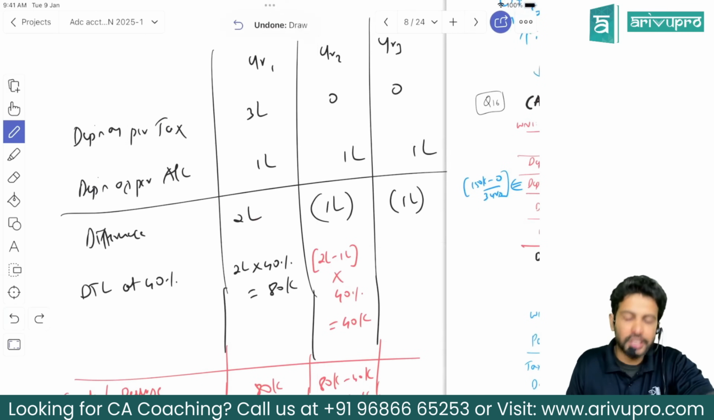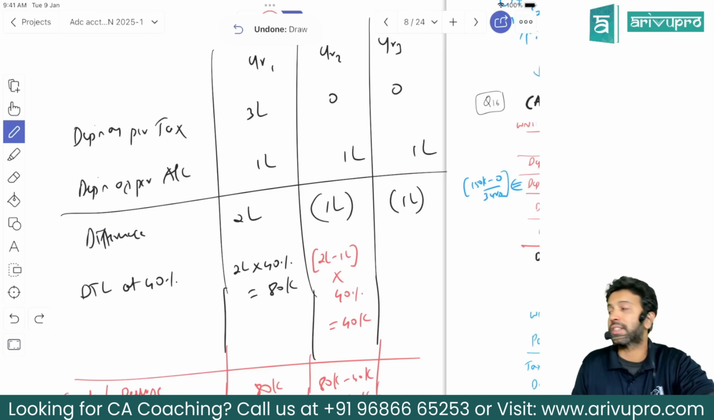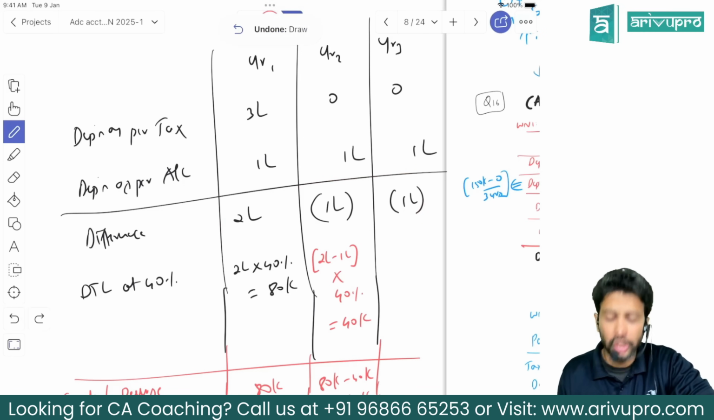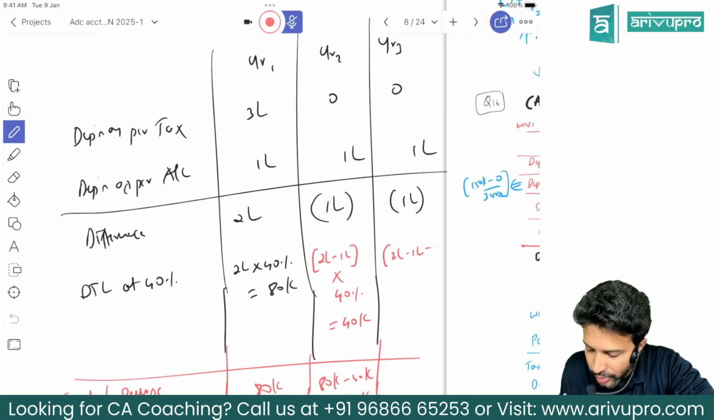How much was the difference in first year? 2 lakh. How much got reversed in second year? 1 lakh. How much got reversed in third year? So in 2 lakh, both the 2 lakh have got reversed. So difference is how much? 2 lakh minus 1 lakh minus 1 lakh.